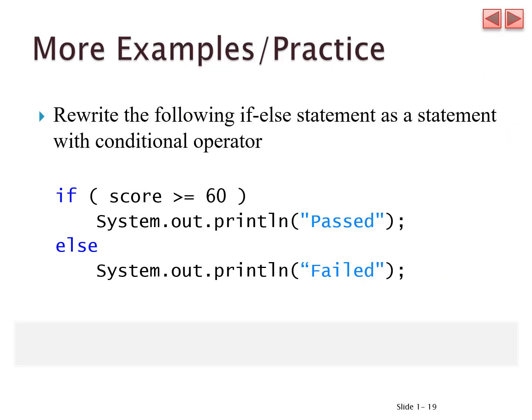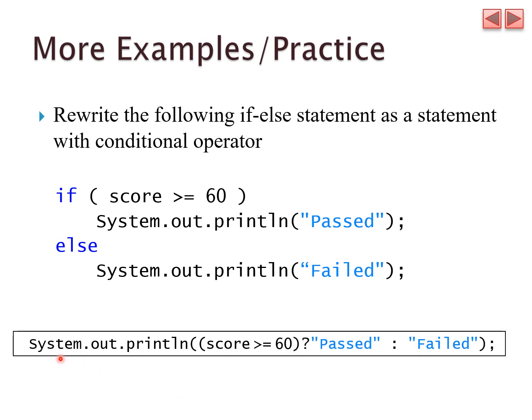Here is another practice with the conditional operator. For this practice, I give you this if-else statement, which prints out pass if score is larger than or equal to 60. Otherwise, print out fail. So I'd like you to rewrite this if-else statement as a single statement with the conditional operator. I have the solution here, so you can see it afterward.